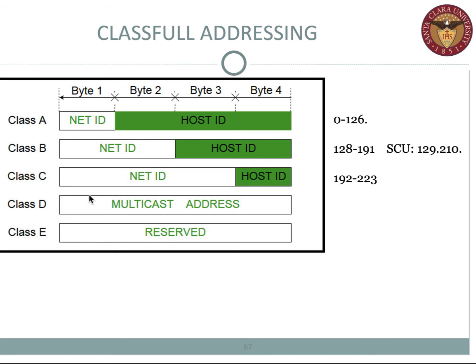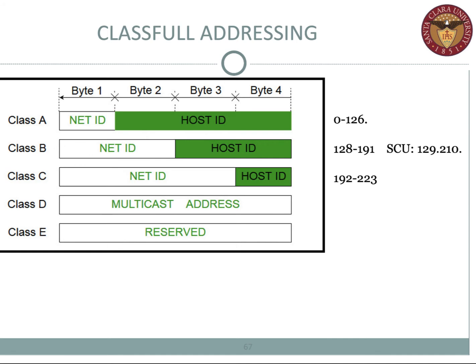For Class C networks, everything before the third period indicates the network ID, and everything after the third period indicates the host ID. Class D addresses are all used for multicast addressing, and Class E addresses are reserved.